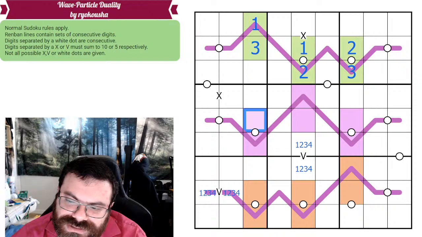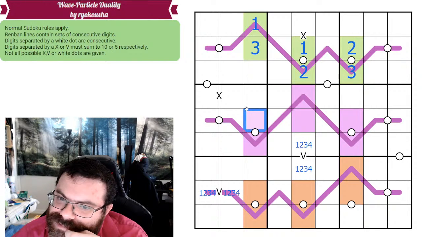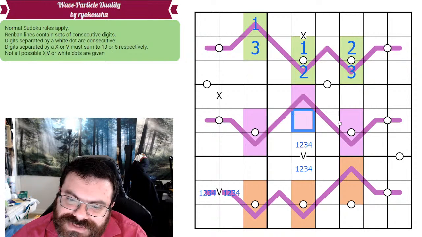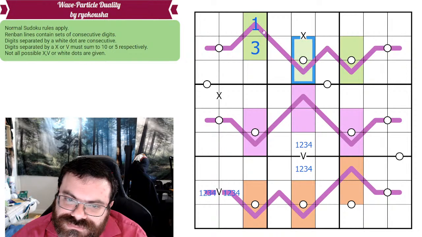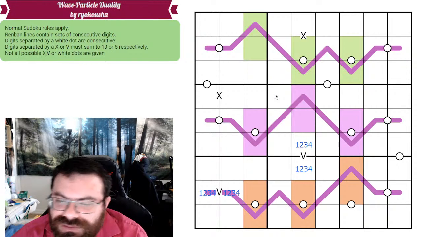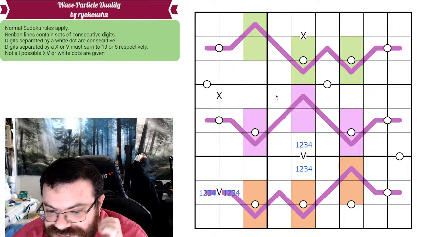Let's say this were... This cell here sees a 1 and a 3. How can it avoid seeing a 2? It's got to be in one other column. It's going to see the 2 as well. Right? That's true of every single one of these. So, oops. We've got a 1, 2, 3, a 4, 5, 6, and a 7, 8, 9.